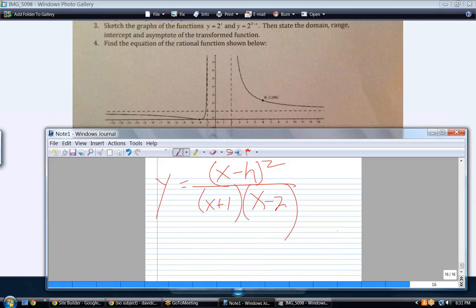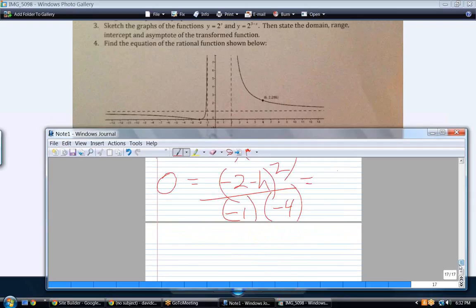The top has to do with the x-intercept, doesn't it? Right. In other words, if I know y is 0 when x is minus 2, I can make y 0. I'm going to make x minus 2. So I have minus 2 minus h squared all over minus 1 times minus 4. Now if I solve that for h, I'm going to get 2. So that's how you get x plus 2 squared.